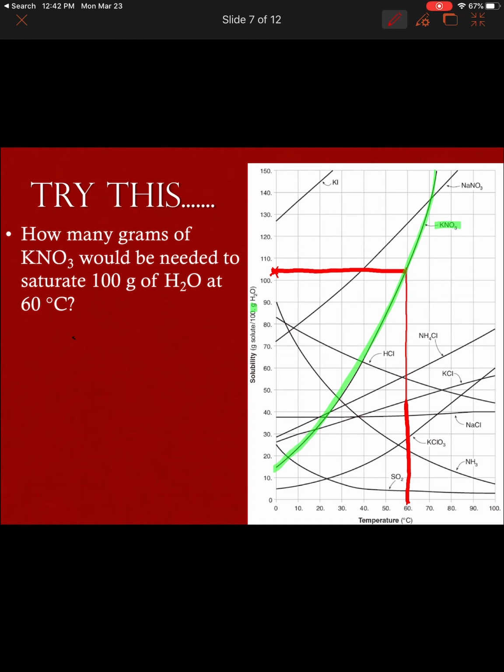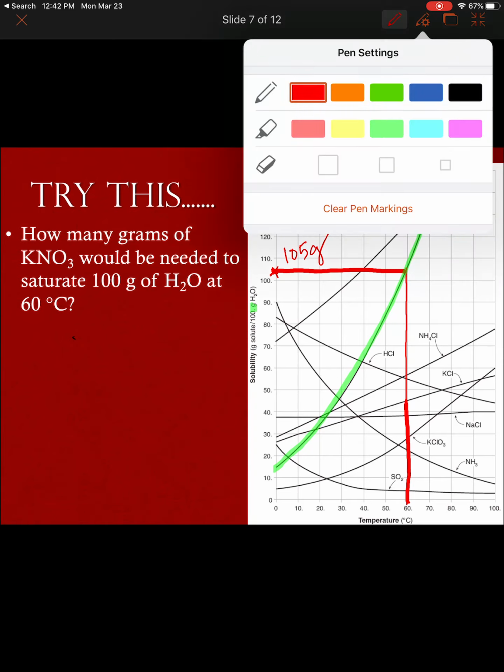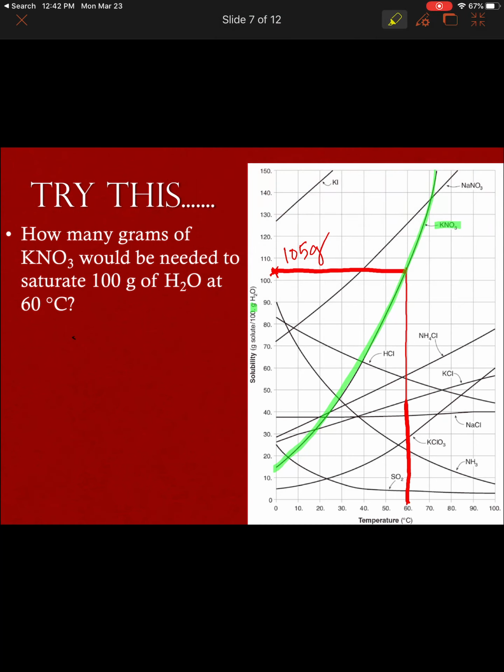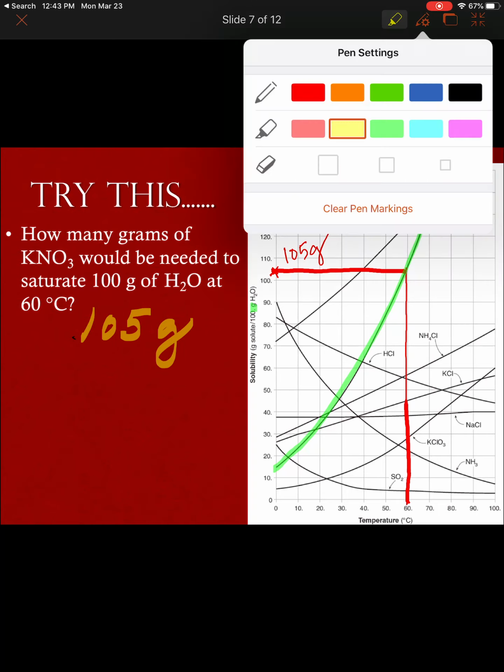Then you're going to estimate the value. It looks to me like we're smack in between 100 and 110, so I would estimate this to be 105 grams. My answer to this question would be 105 grams. So it takes 105 grams of KNO3 to saturate an aqueous solution, a solution with 100 grams of water, at 60 degrees Celsius.